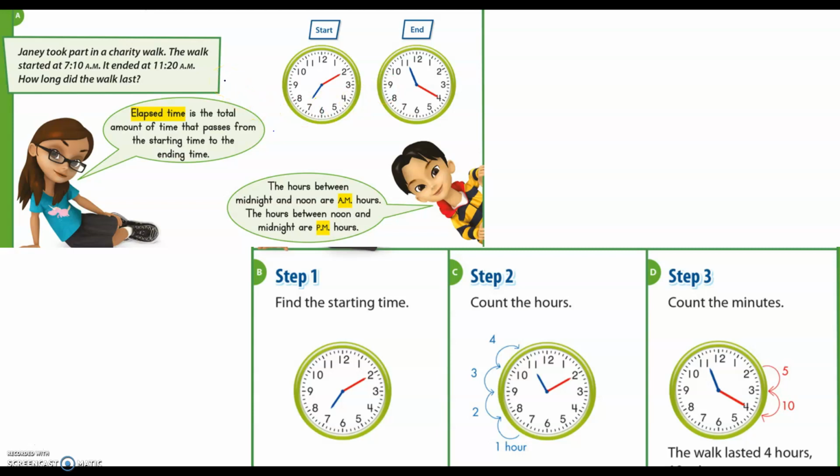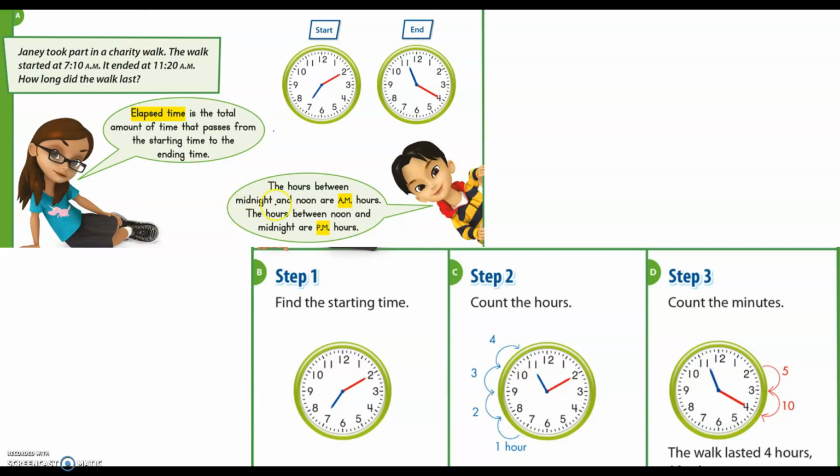Janie took part in a charity walk. The walk started at 7:10 a.m. It ended at 11:20 a.m. How long did the walk last? Elapsed time is the total amount of time that passes from the starting time to the ending time.